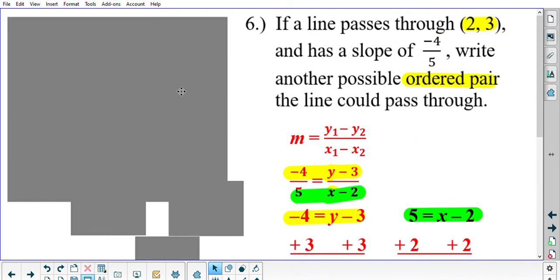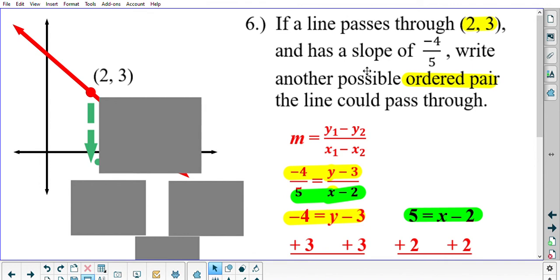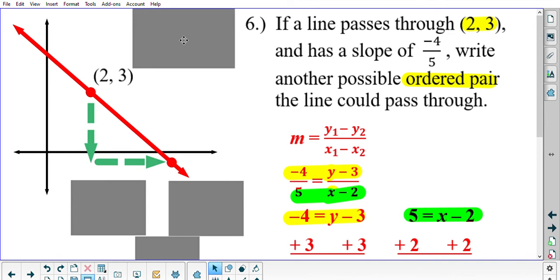That's not the only way you could have done this problem. For those of you who are visual learners, you could quickly make a sketch and say, okay, 2, 3 is somewhere up here on the top right, quadrant 1. If my slope is negative 4/5, remember slope is change in y over change in x. So if the change in y is negative 4, that means I would go down 4. And then if the change in x is positive 5, then I would go right 5.